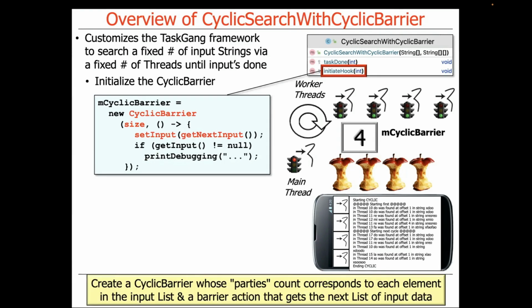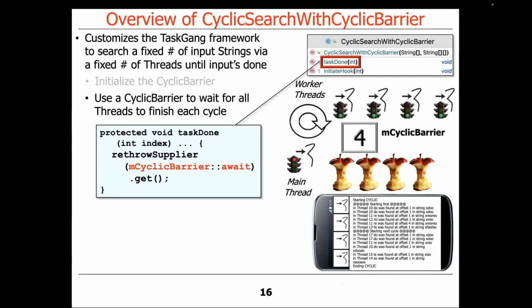So in this case, the cyclic barrier will have a parties count that corresponds to each element in the input list, and this barrier action that gets the next list of input data when it's triggered. In other words, when all the items have shown up and before we go to the next phase. The task done method, as you can see here, uses the cyclic barrier that we created, this mCyclicBarrier field, to wait for all the threads to finish each cycle.